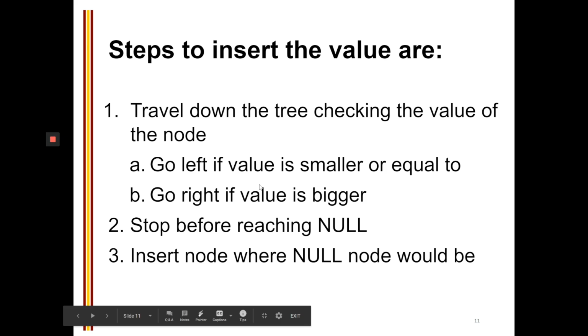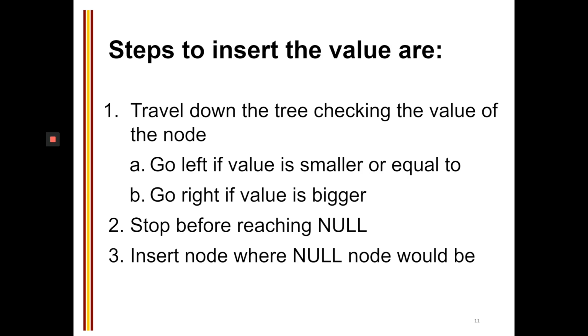So, steps to insert a value: travel down the tree, checking the values of the node. Go left if the value is smaller or equal to, go right if it's bigger, stop before reaching null. I've been stopping at null because that's where I insert our node, at least in the drawing. But when you're doing this in code, you've got to stop before you hit null, because you have to have a pointer to the previous node in order to link it up to this new node, right?